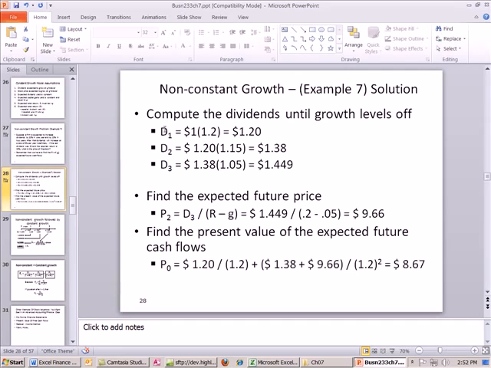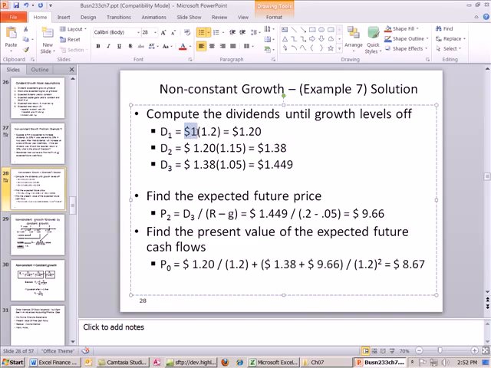Well, first off, we can calculate the dividends. We know the dividend at time 0, so we can just multiply that by principal plus the interest. We got 120. So at time 1 year out, we have that cash flow. Year 2, we multiply this one times the 15% increase. Then we take this one, and finally we get dividend at time 3 at the 5% growth, which is assumed to continue into the future.